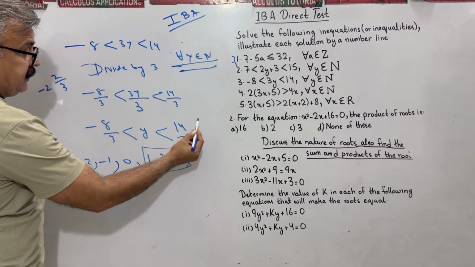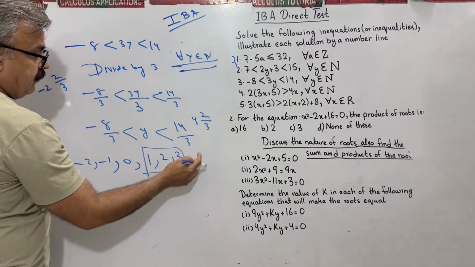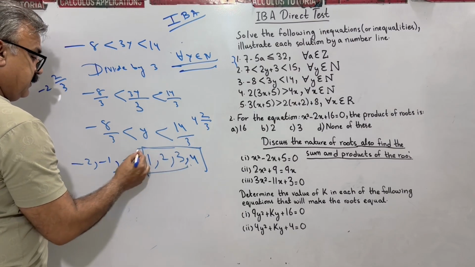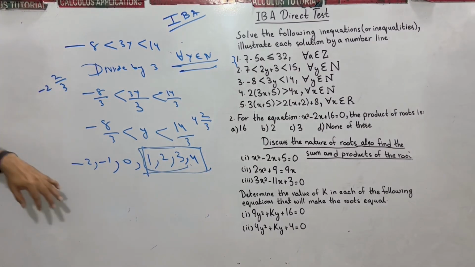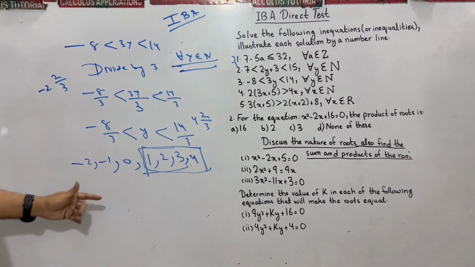14 divided by 3 is tantamount to 4 whole 2 upon 3. So I have to exclude 4 as well. This is our solution set. We have to discard the rest because we have been restricted: we have to take y belonging to natural numbers.